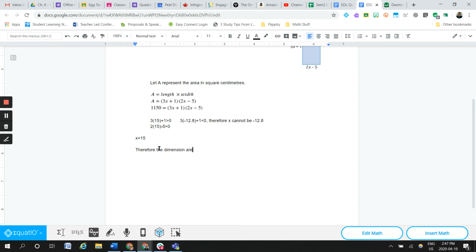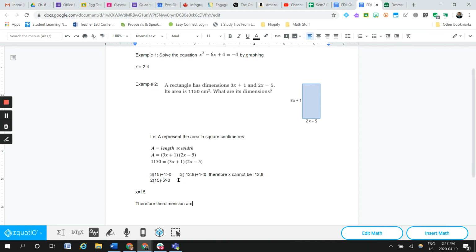the dimensions are, so remember we're going to answer the question asked. So actually we didn't even need to do the greater than 0 part. We need to know the actual values. So 3 times 15 is 45, plus 1 is 46. And 2 times 15 is 30, minus 5 is 25. And we know that the area is in centimeters squared, so this length and width must be in centimeters. And there you have it.